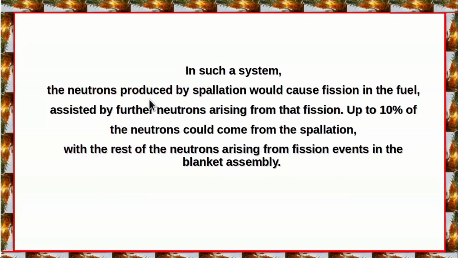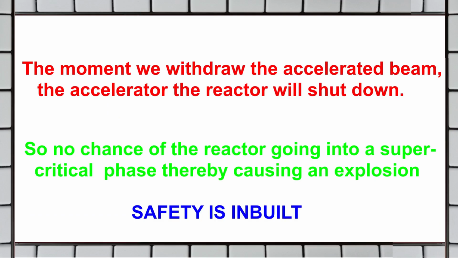In such a system, the neutrons produced by spallation would cause fission in the fuel, assisted by further neutrons arising from that fission. Up to 10% of the neutrons could come from the spallation, with the rest of the neutrons arising from fission events in the blanket assembly. The entire blanket assembly is a subcritical system, and therefore there is no danger of the system becoming supercritical and resulting in an explosion. The moment we withdraw the accelerated beam, the reactor will stop functioning. So there is no question of going into a supercritical system. From the safety point of view, this is good.